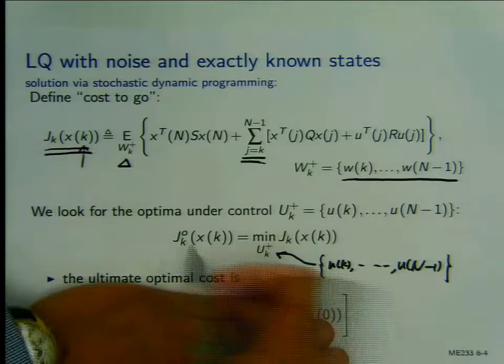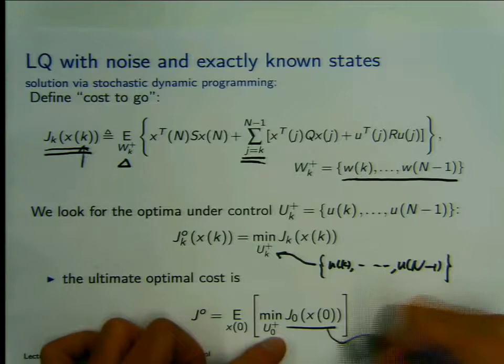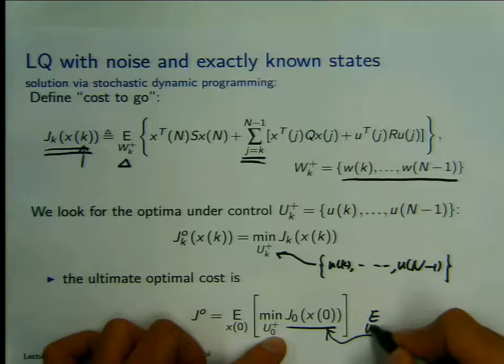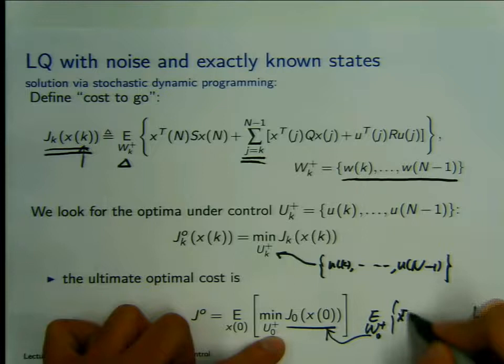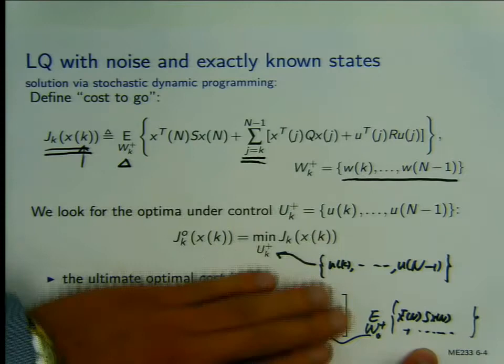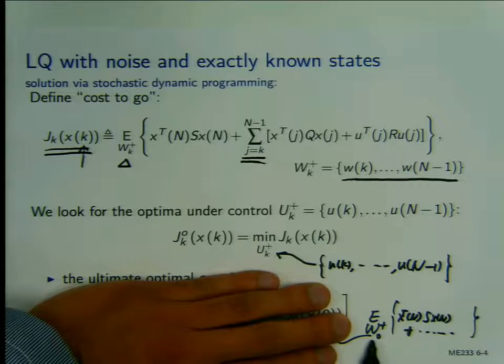If we think about this one, this will be the cost to go starting from W_0 plus, and then the terminal cost x_N transpose S x_N, plus the cost along the trajectory. So if you just look at this term, can someone tell me, is this term deterministic or random? The expectation over all the noises starting from time zero. Deterministic or random?